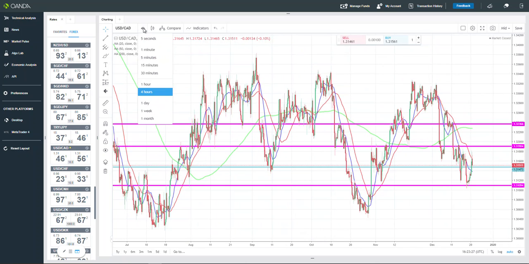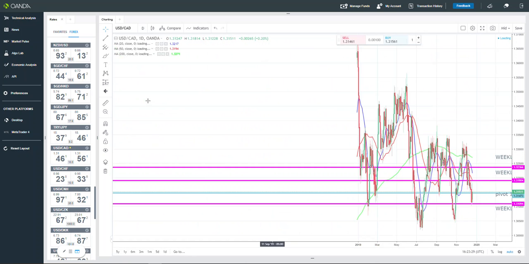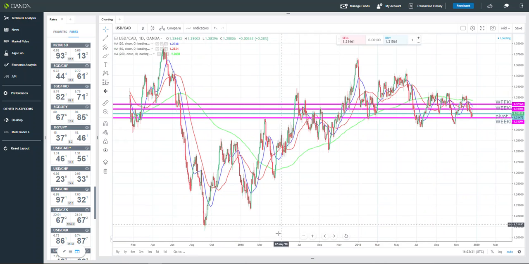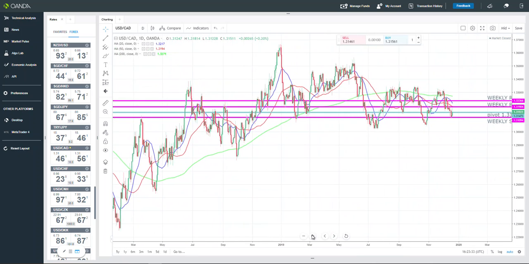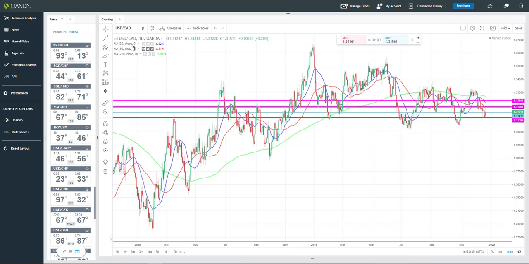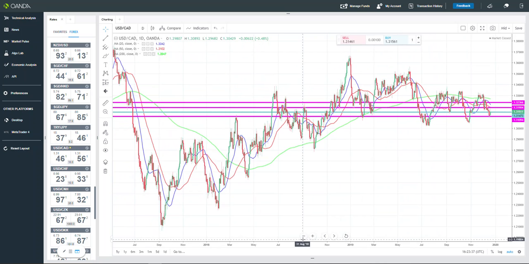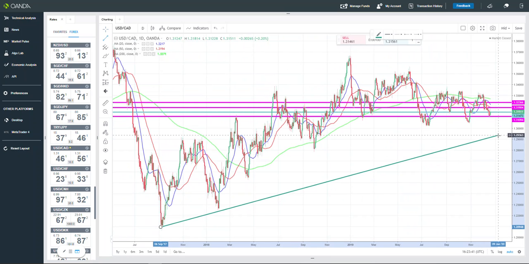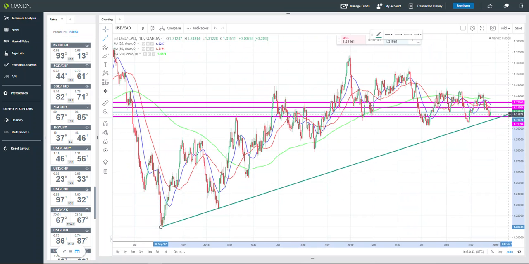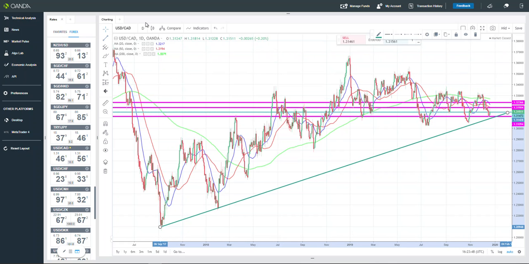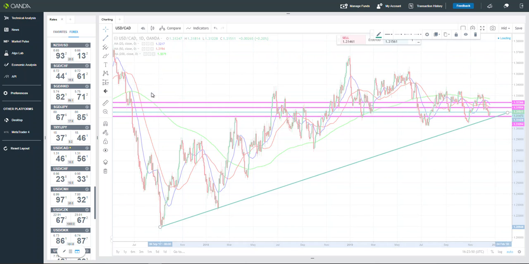I lost my trend lines. Okay, I'm going to flip back to the daily. That was interesting. Okay, so let's go ahead and redraw that trend line. Looks like we lost it there. But if we look at that move there, okay, great. Now let's go ahead and zoom in.